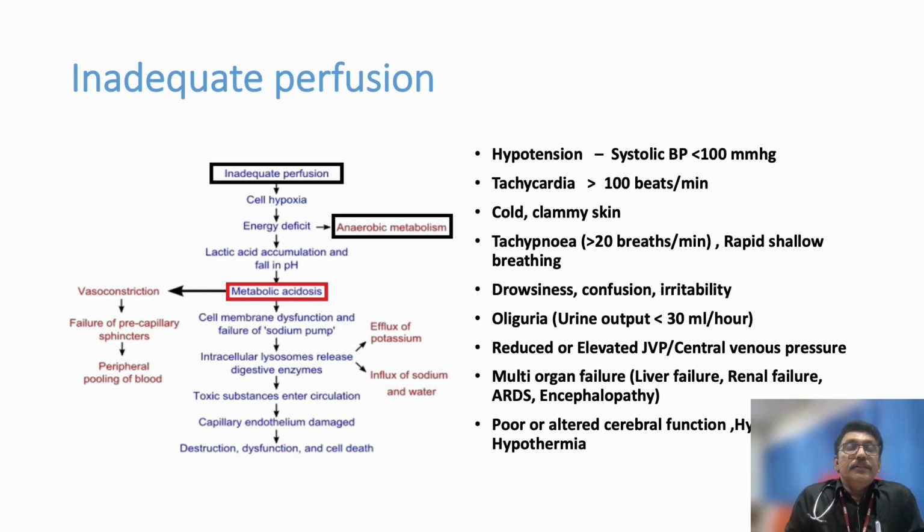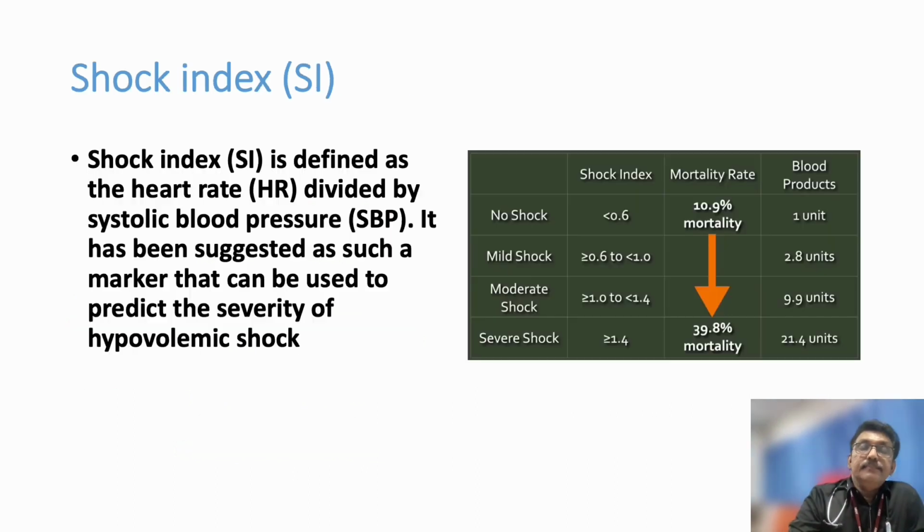Now, inadequate perfusion can lead to many complications. It can reduce perfusion to the internal circulation, causing anaerobic metabolism and lactic acidosis. So many abnormalities can occur due to inadequate perfusion, and ultimately it leads to clinical findings like hypotension, tachycardia, cold clammy skin, tachypnea, drowsiness, confusion, irritability, and reduced urine output. JVP will be either reduced or elevated, depending on the fluid status. In patients with cardiac failure, JVP will be elevated but circulation will not occur. Multi-organ dysfunction and altered cerebral perfusion lead to low GCS.